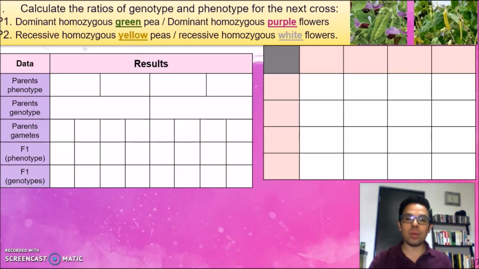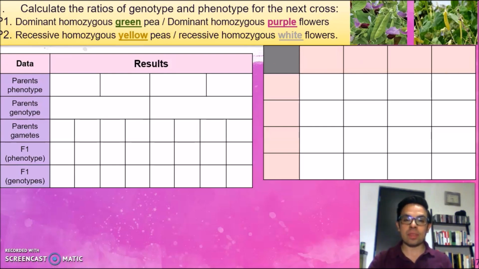To summarize things, we're going to consider 2 traits when we make our crosses: the color of the seed, being green or yellow, and the color of the flower, being purple or white. Now, our problem says: calculate the ratios of the genotype and phenotype for the next crosses. Parent number 1 will be dominant homozygous for this color and dominant homozygous for purple flowers. The other parent will be recessive homozygous for both of the traits. So let's figure this out.